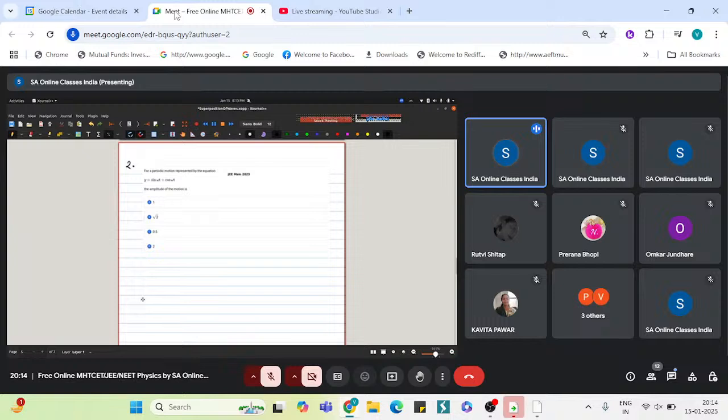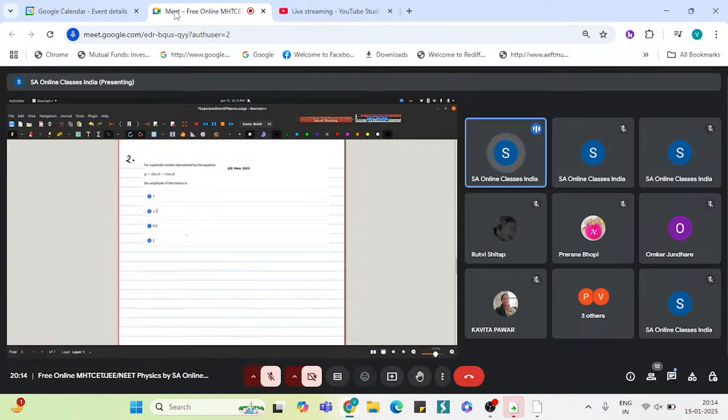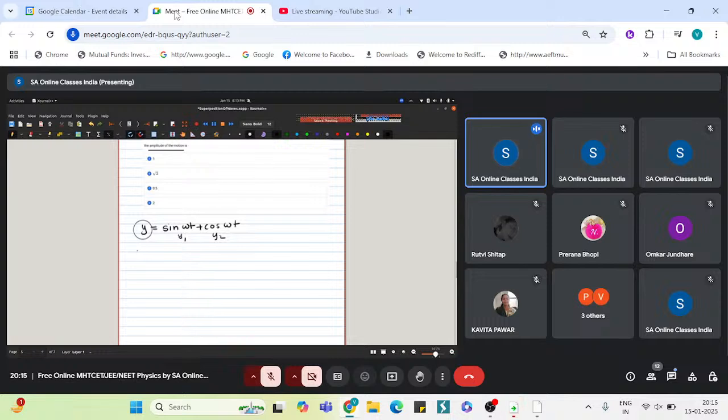Now coming to the second question, this is also from JEE, and this is related to superposition. The periodic motion is represented by the equation y is equal to sine omega t plus cos omega t, and we need to find the amplitude of the motion. So we need to find the amplitude of the superposed motion, because this is essentially y1 and this is essentially y2. We can just compare and find a1, a2, and phi values.